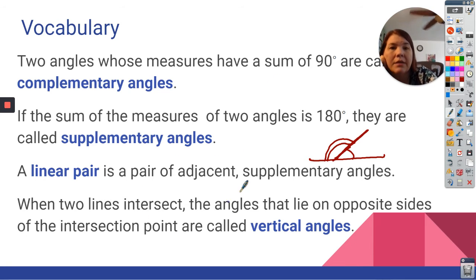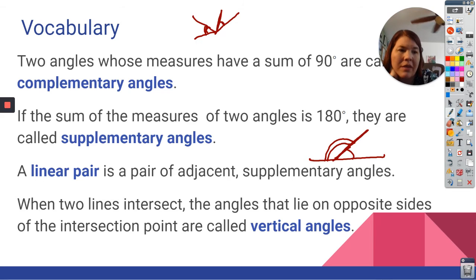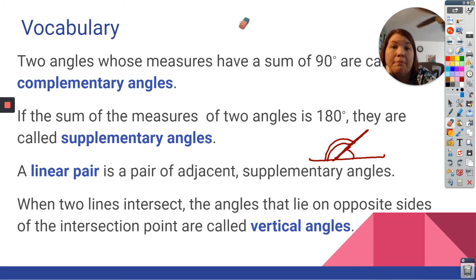Okay, these two angles, let's have this angle over here and this angle right here, these two angles, those are not supplementary. They don't necessarily make a line. They share a vertex, but that's not enough to make them adjacent. There's a lot of that kind of stuff. So just something to keep in mind, that they have to be next to each other and make a line.